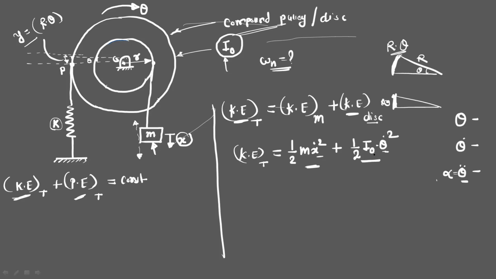But if you observe this equation, there are two variables: one is x and second is theta. We have to convert these two into a single parameter, because this is a single degree of freedom system. Already we have got one relation: y is equal to capital R into theta. This gives the relation between y and theta. The second relation we have to find is between the x displacement and the angular displacement theta.